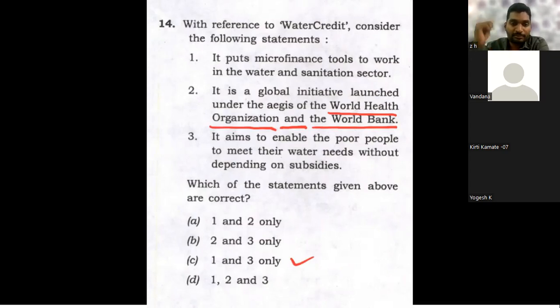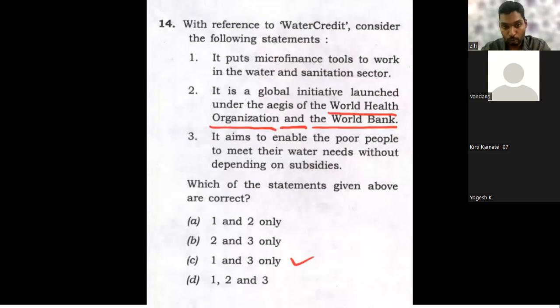Now, this was question number 14 in the 2021 prelims exam. And if you see in statement 2, I've underlined World Health Organization and the World Bank. So in the past couple of years, UPSC has been following this pattern, this format in its questions, where if two organizations are heading a task, executing a task, or promoting a task together, that statement is most likely wrong. It is most likely incorrect.